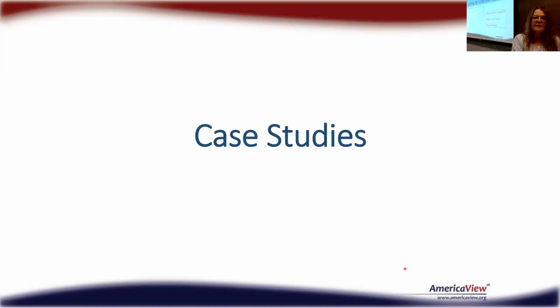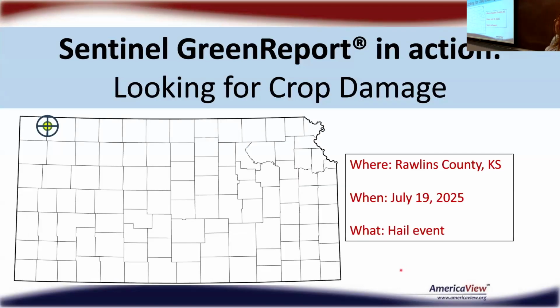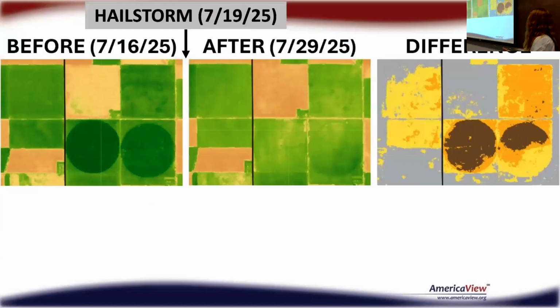So what can you do with this? Jude came up with Sentinel GreenReport in action, so I like that. So here we're going to look in Rollins County, where Jude's from, and looking at a hail event last July. I had a lot more slides to go through, but I just shortened it. So basically, we're getting the NDVI map, the greenness map, before the hail event, and then after the hail event. Those center pivots should be seen right here. You can faintly see the outline, and then that difference map between the two. So it's really highlighting the damage that occurred to the vegetation in that area.